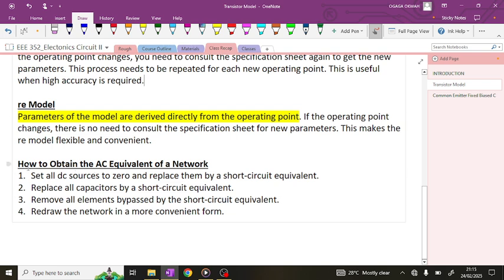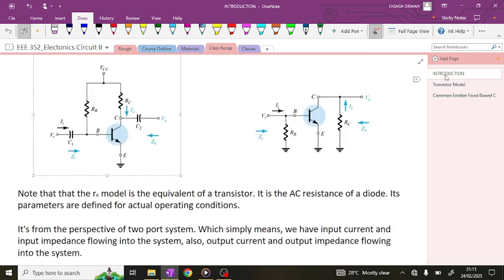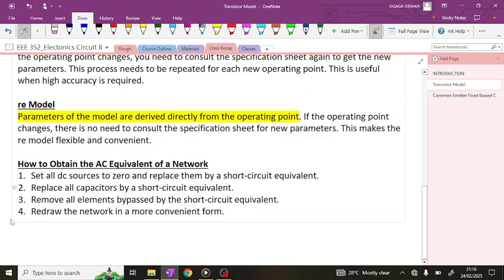Now, how do you obtain the AC equivalent circuit, which is, how do you obtain a model? Look at this. How do we obtain a model for this, an AC equivalent circuit of this, in order to do our small signal AC analysis? How do we draw the diagram? And these are the steps to follow.